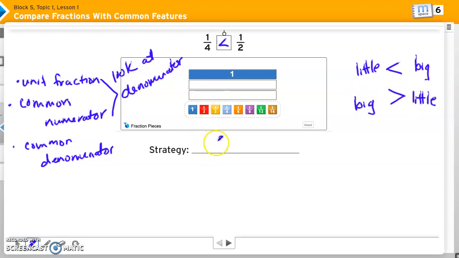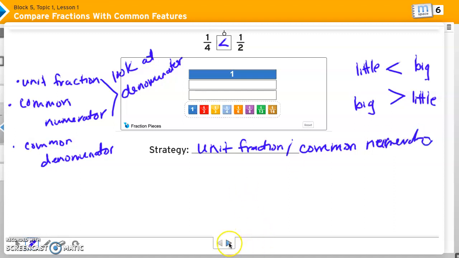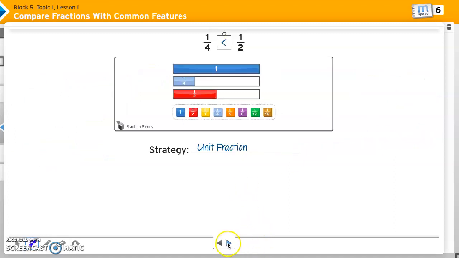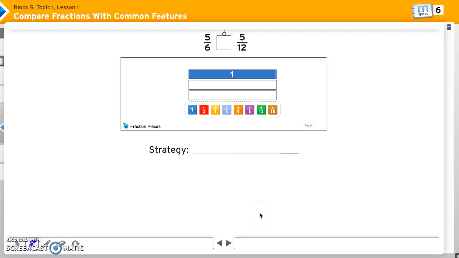The strategy we just used was either unit fraction or common numerator. Oh, I can't spell. All right, you know what I mean. It should look like this. There you go. Okay, there's a second one in number 1.